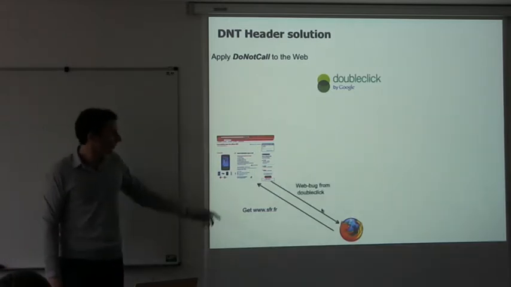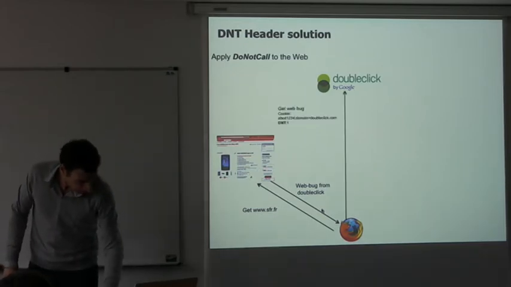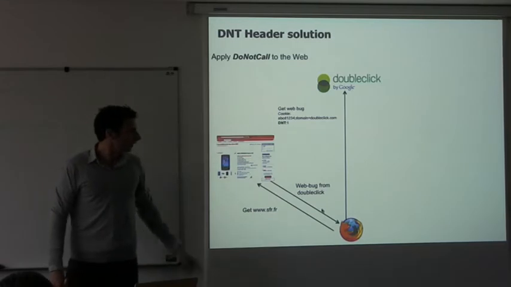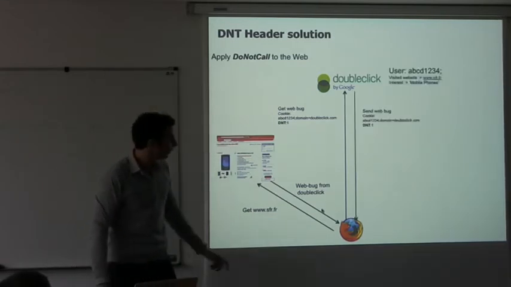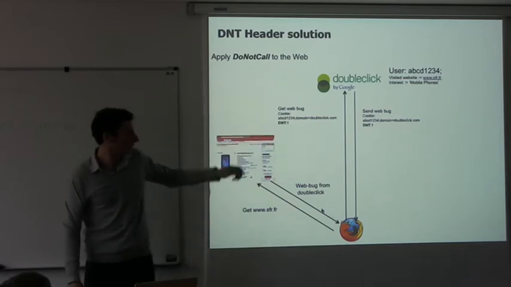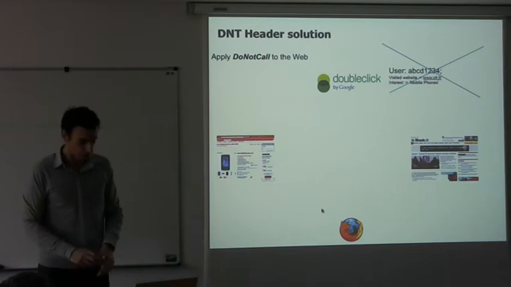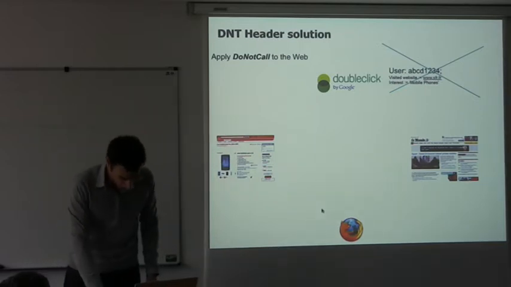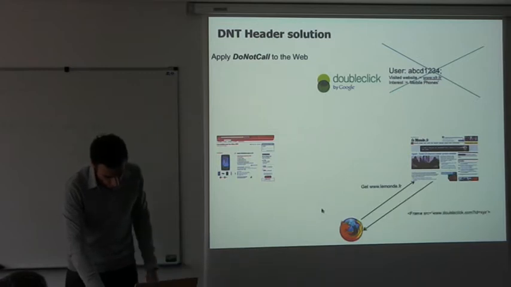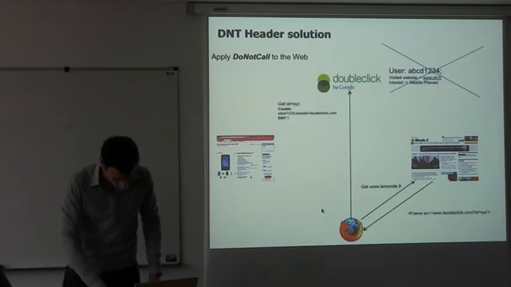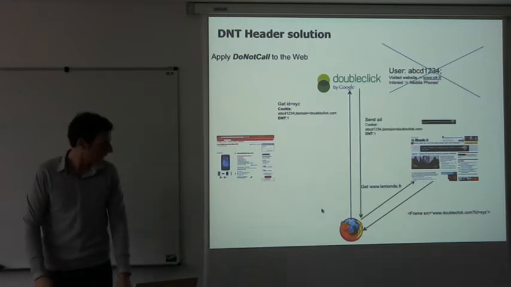So with Do Not Track enabled, when a user goes on SFR, he downloads the same pixel as before, only he sends a Do Not Track header, and then DoubleClick should normally, if it's compliant, not keep track of any of the data, and one of the results is that the user does not receive targeted ads anymore. But that's not the sole effect.